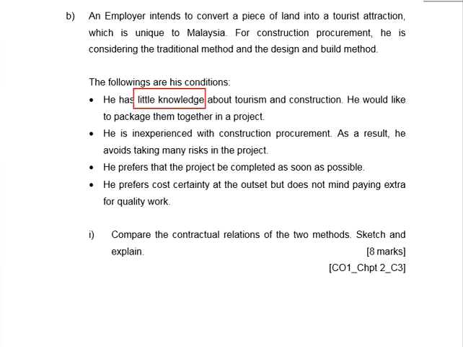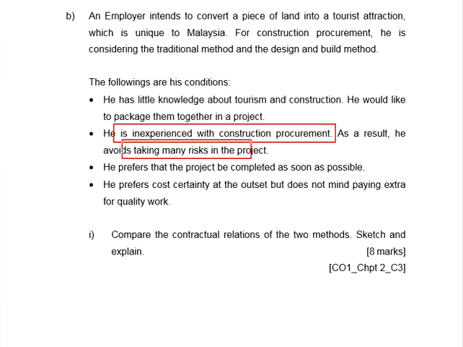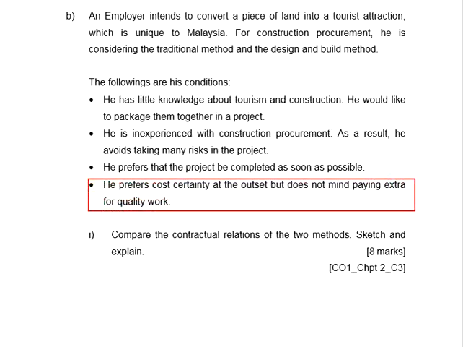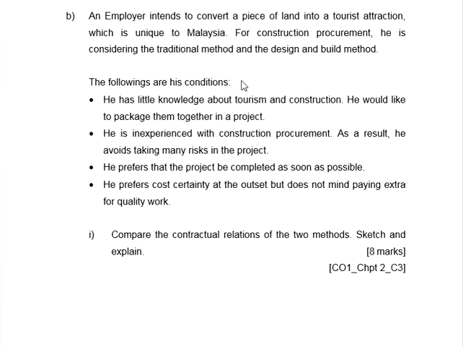He has little knowledge about tourism and construction. He would like to package them together in a project. Second, he is inexperienced with construction procurement. As a result, he avoids taking many risks in his project. Third, he prefers that the project be completed as soon as possible. And the last condition, he prefers cost certainty at the onset, but does not mind paying extra for quality work.